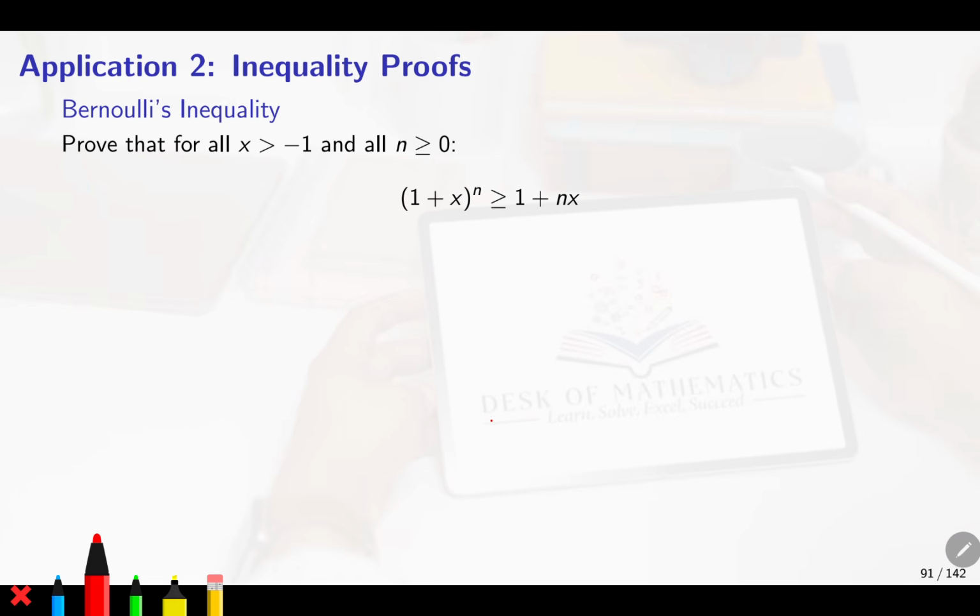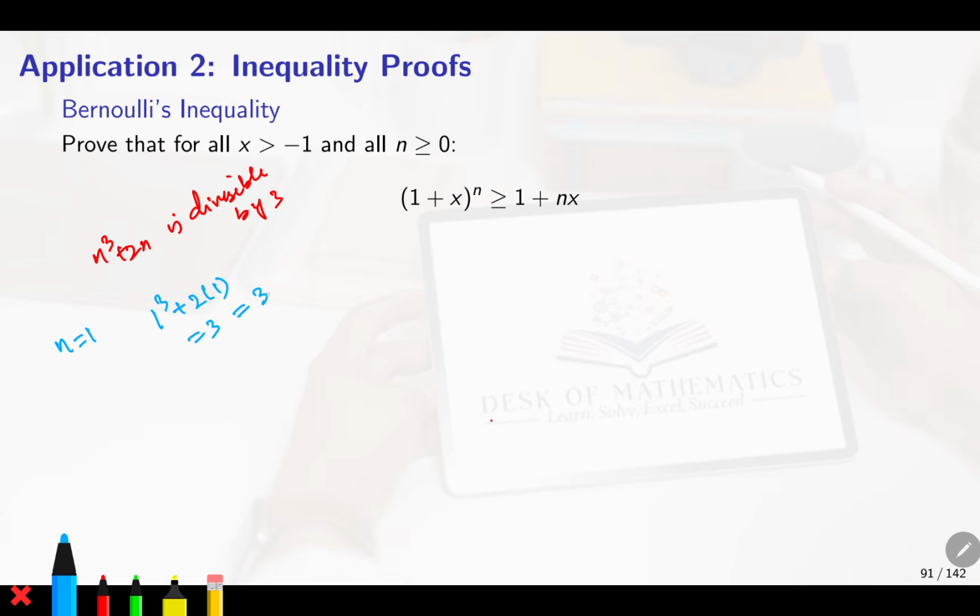For example, you have to show n cube plus 2n is divisible by 3. What will you say? First, for n is equal to 1, you will get 1 cube plus 2 times 1, that is 3, and this can be written as 3 times 1, divisible by 3. Okay, for n is equal to r, you will get r cube plus 2r, let it be divisible by 3, so we can write 3 times s, simple. So now you have to prove for n is equal to r plus 1.